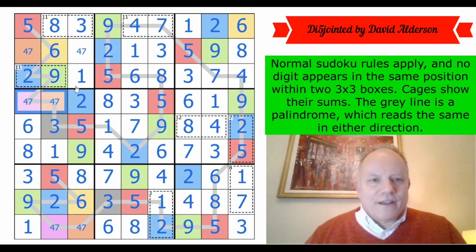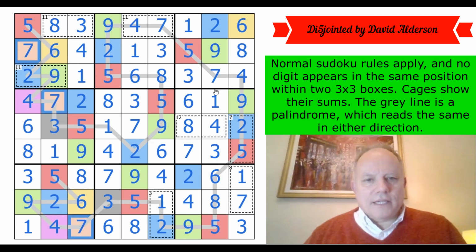Oh, the disjoint. Okay. 7 in the top left. There we go. So purple is 4. And orange is 7. And we are done.